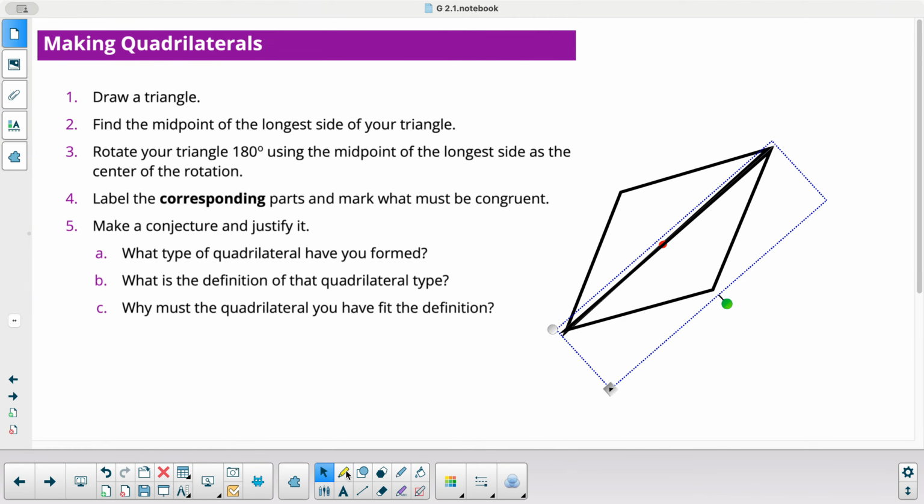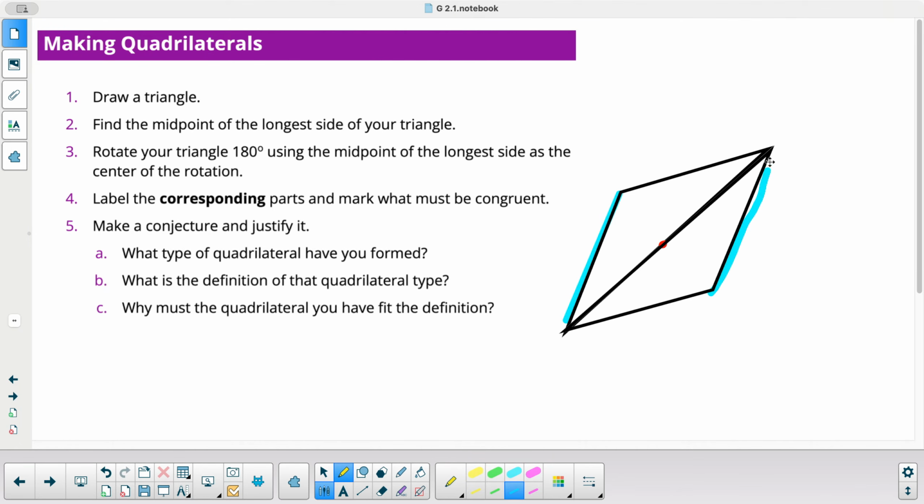So you can see that this side here rotated all the way over here. This side rotated down here. And then this side in the middle is shared. So I'm going to use the blue and the green in the middle, okay?